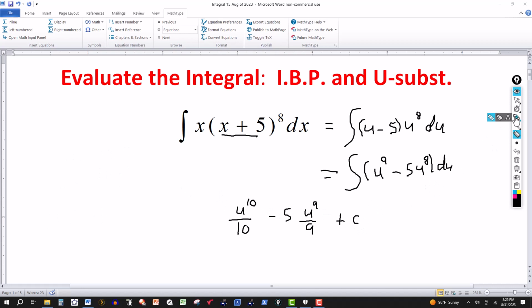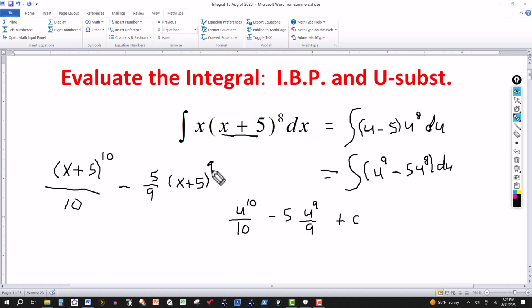And then we just go back to the original variable. So that means replace the u. All we have to do is replace the u by x plus 5. So the final answer then would be (x plus 5) to the 10th over 10, minus 5/9, then the u again replaced by x plus 5, to the 9th, plus the constant of integration.